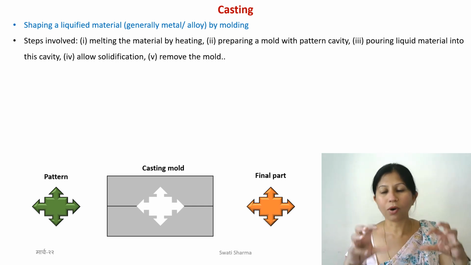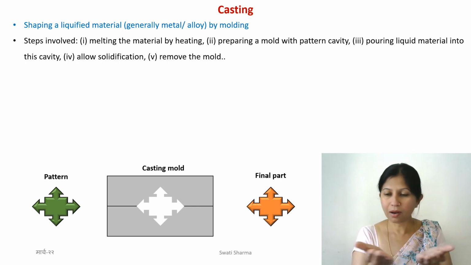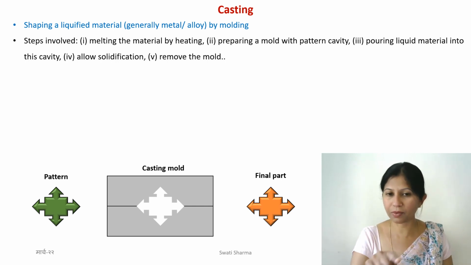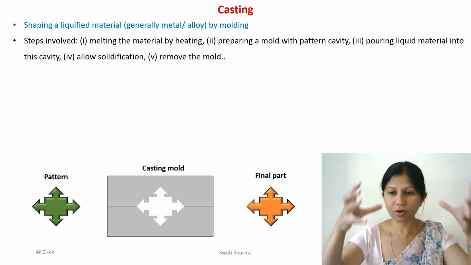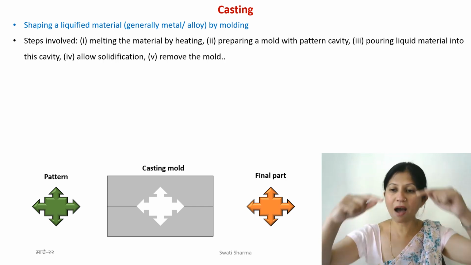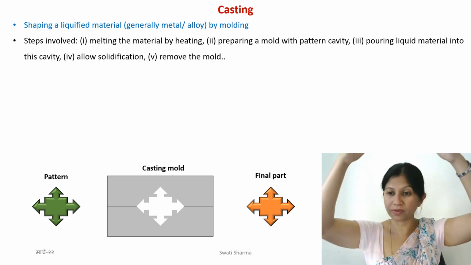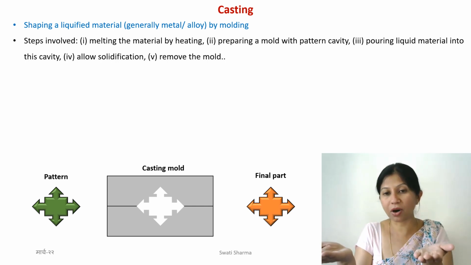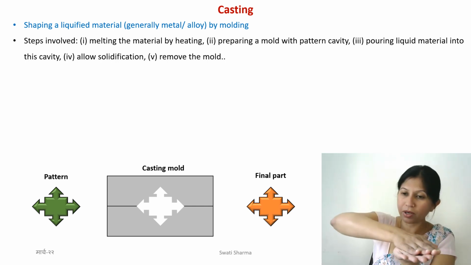So what you do is, now you fill one box, let's say the bottom box, with sand, put your pattern on top of it such that half of the pattern comes out of the sand. And then you take another box, fill it with sand, and put it on top of it.